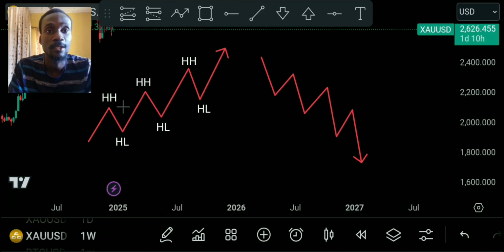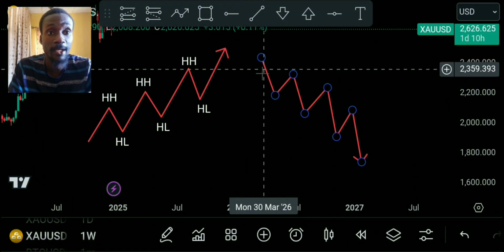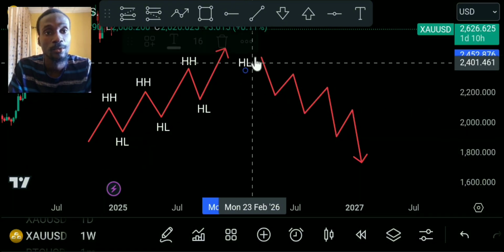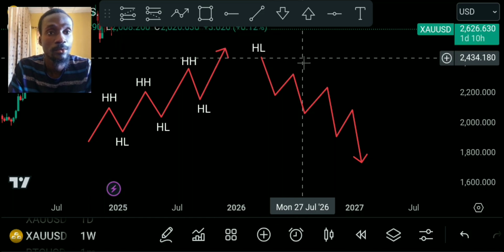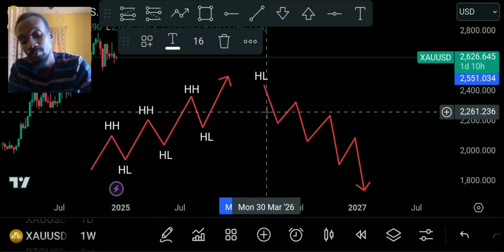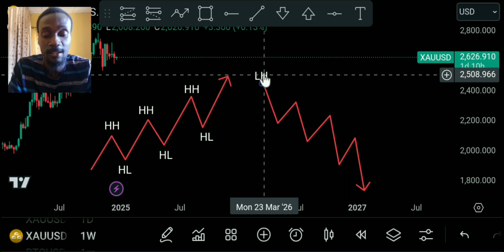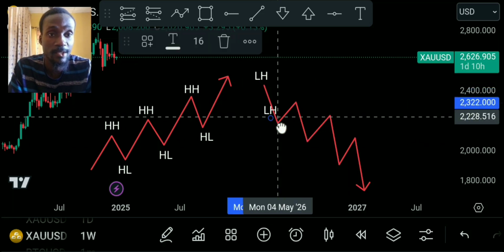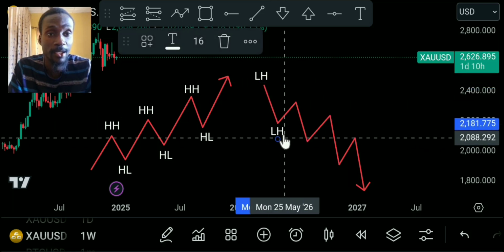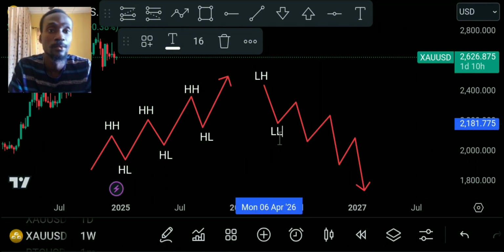Now this is a downtrend. The downtrend will be what? A lower high and a lower low. Lower high, because it is higher than the previous high. That's why it is a higher high, a lower high. Now this is lower, lower low.